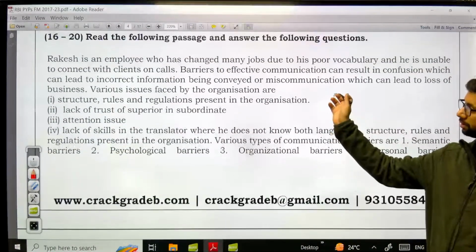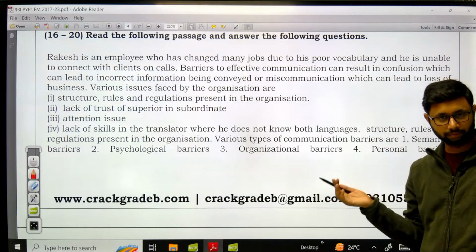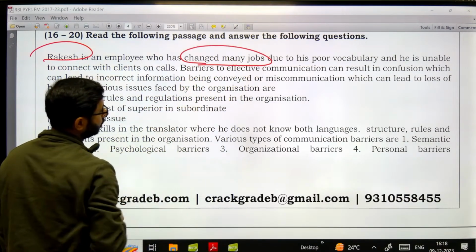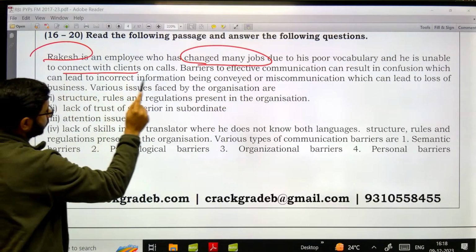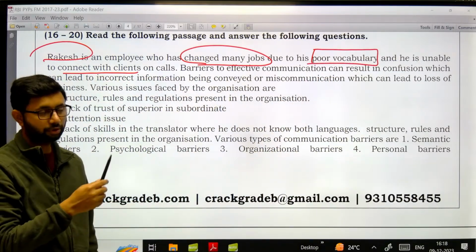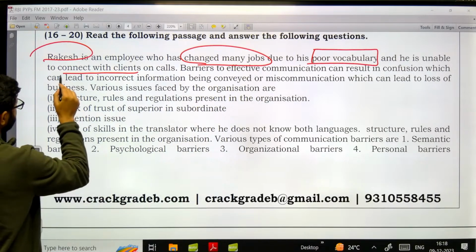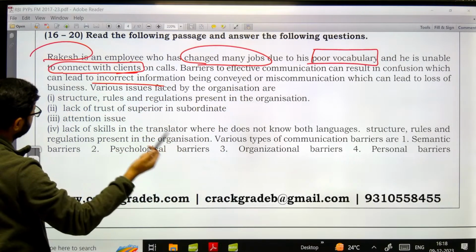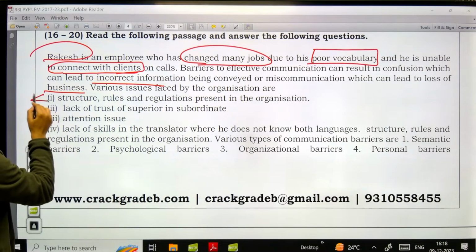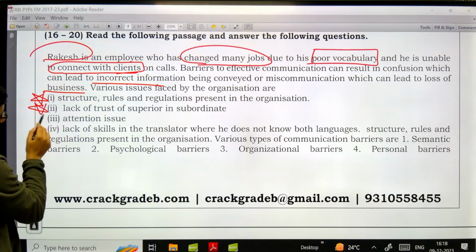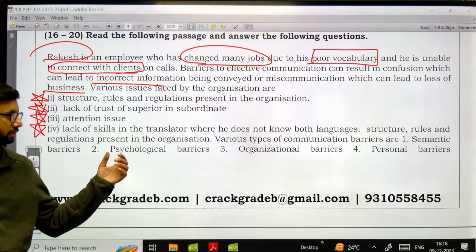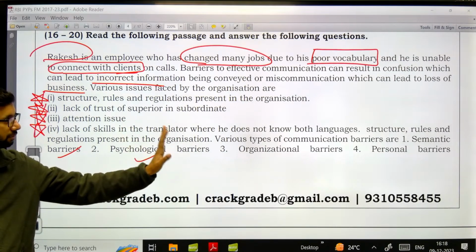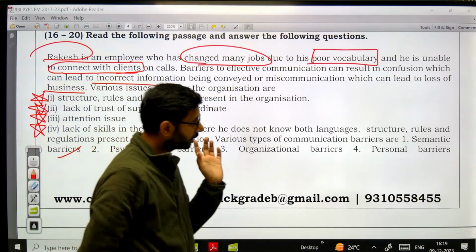Okay. Now see this question. Here the paragraph is important for you in order to answer the questions, because the question is within the paragraph itself. Rakesh is an employee who has changed many jobs due to his poor vocabulary, and he is unable to connect with clients. I am reading this paragraph because you will have to answer based on it. Barriers to effective communication can result in confusion, which can lead to incorrect information being conveyed, or miscommunication, which can lead to loss of business. Various issues faced by organizations are structure, rules and regulations present in the organization, lack of trust in superiors, attention issues, lack of skills in the translator who does not know both languages, and other things. Various types of communication barriers are semantic, psychological, organizational, and personal barriers. I hope everybody has read and understood the context of the paragraph.